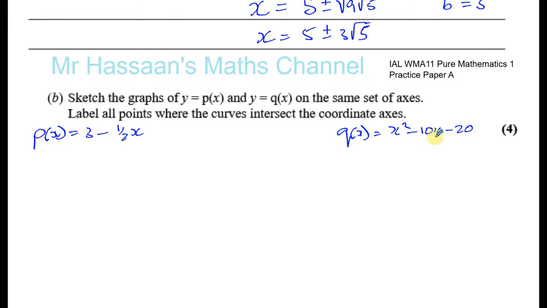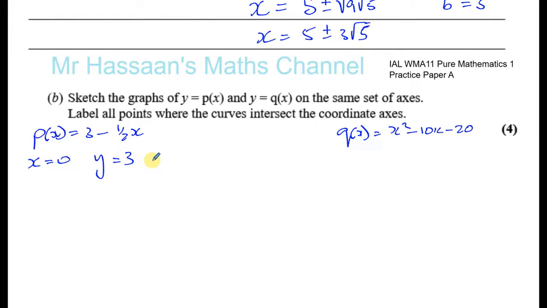Anyway, okay, so now for p(x), I want to sketch this. This is a straight line. A straight line, you only need 2 points to be able to sketch it, to draw it. You have to know what points it passes through. So if you put x equals 0, you can say y is going to be 3. So we know this passes through the point (0, 3).